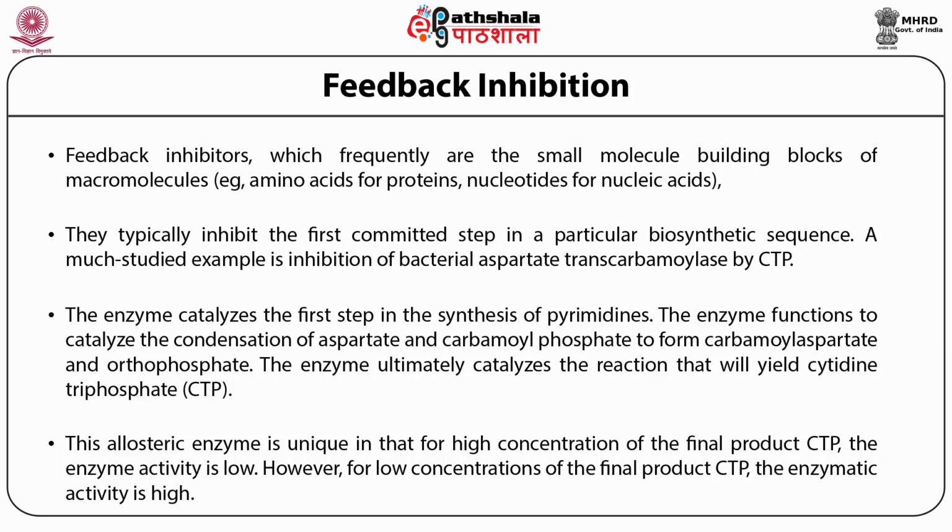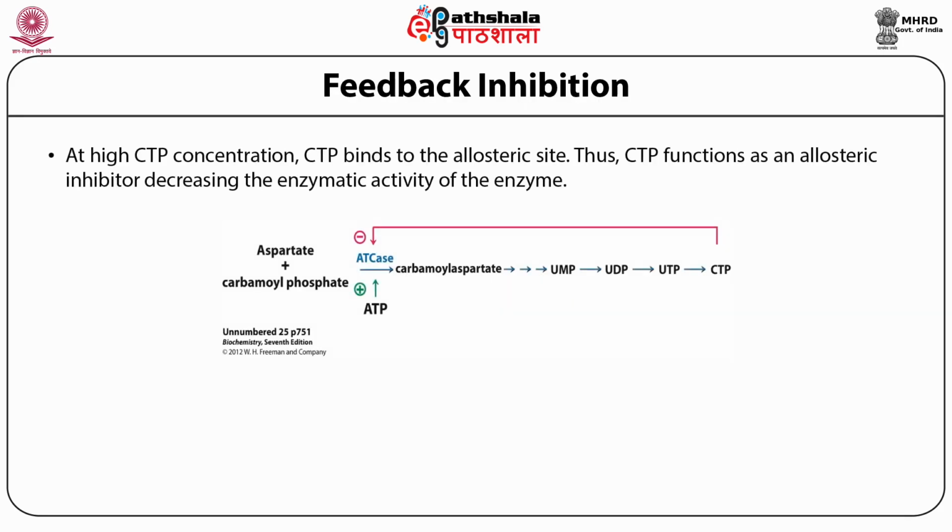A very highly studied model of this feedback inhibition is aspartate transcarbamylase by CTP. At high CTP concentration, CTP binds to the allosteric site of the very first enzyme, aspartate transcarbamylase, and functions as an allosteric inhibitor. So it decreases the enzymatic activity of the enzyme, no further synthesis can take place, and this biochemical pathway cannot proceed further.